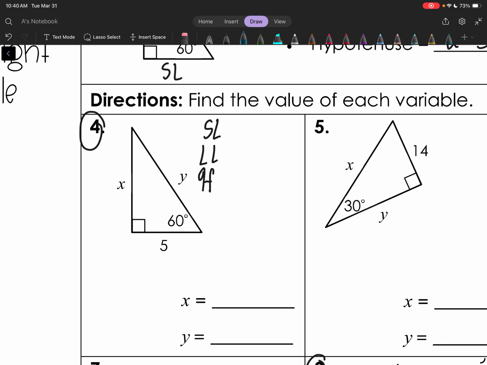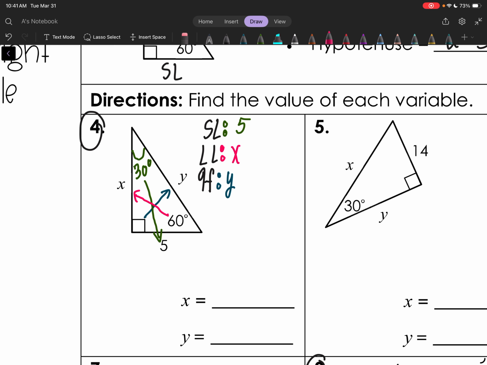My hypotenuse is across from the right angle. My hypotenuse is Y. My short leg is across from the 30-degree angle. In this case, here is my 30. I know that because 60 is in the bottom right corner. My short leg is 5. And lastly, my long leg is across from the 60-degree angle, so X.